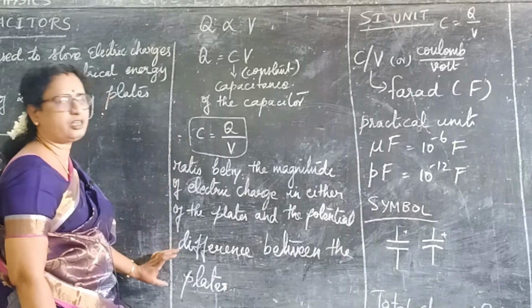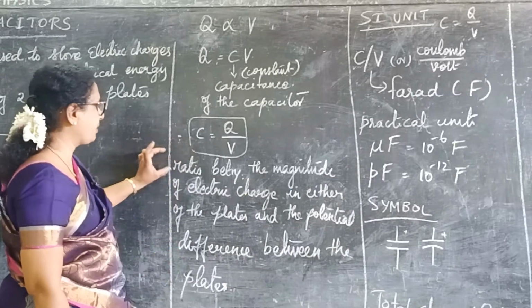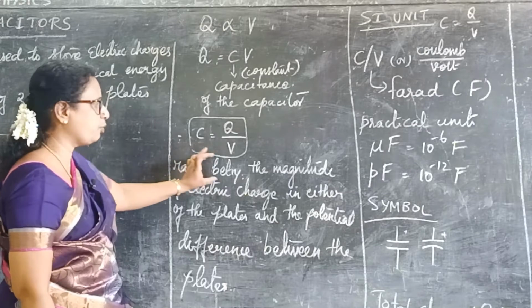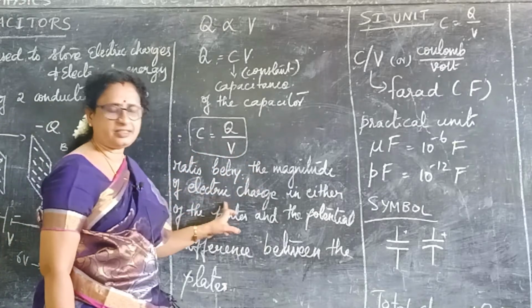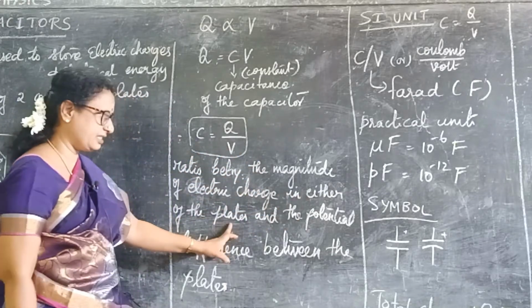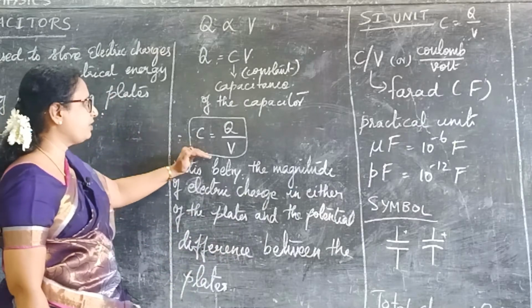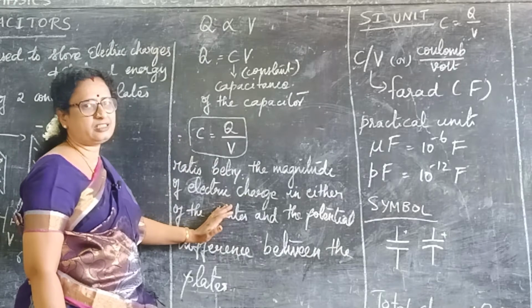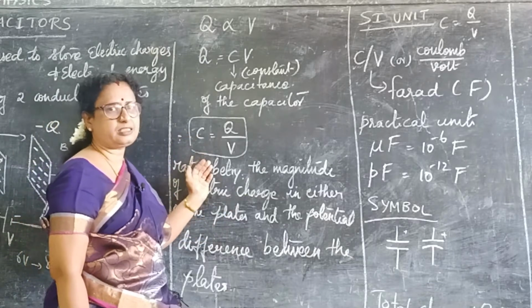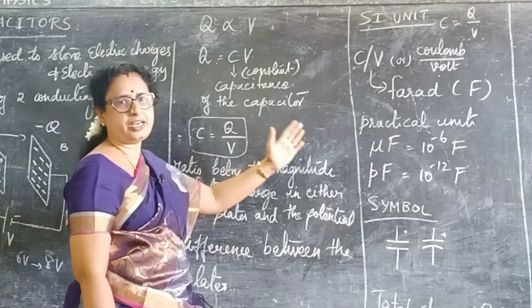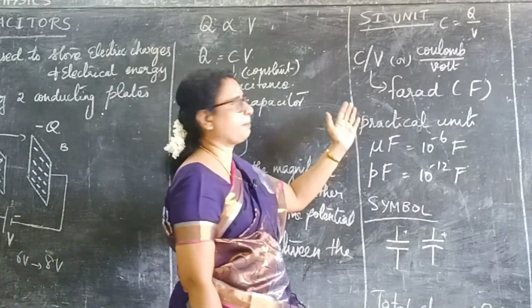Let me just read it out once again. Capacitance of a capacitor is defined as the ratio between the magnitude of electric charge in either of the plates and the potential difference between the plates. So once we have defined capacitance, we have got an equation for the capacitance. The next step is to write the SI unit of capacitance.